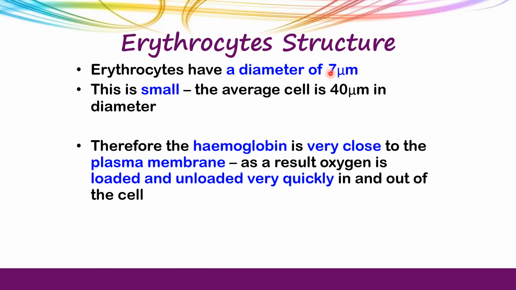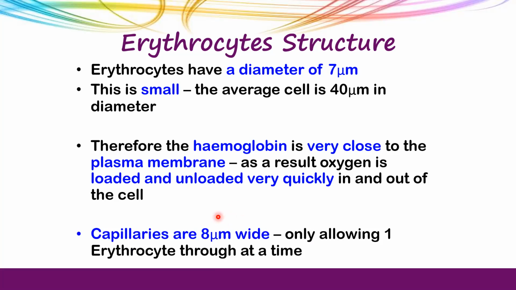And that's the reason, because the cell is so small, hemoglobin is very close to the plasma membrane. You already know there is no nucleus, no mitochondria, no endoplasmic reticulum, and the cell is also very small in size. So hemoglobin is very close to the plasma membrane, and as a result, oxygen can load and unload very quickly in and out of the cell. Capillaries, as we were just discussing, are around 8 micrometers wide, and thus they only allow one erythrocyte to pass through at a time.